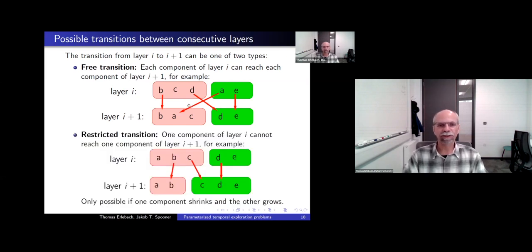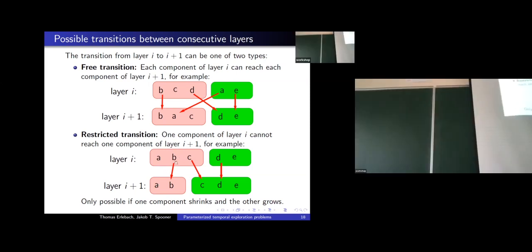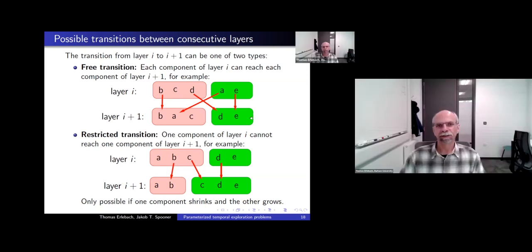If that's not possible, I call it a restricted transition. For example, here, if you're in the green component, which has vertices D and E in layer i, you can only be in the green component again in layer i+1, which now has vertices C, D, and E in it. And if you think about it, this can only happen if from the 2 components in layer i, one of them grows and the other one shrinks. If you are in the growing component, you can only stay in that component. You cannot get into the shrinking component. But from the shrinking component, you can get into both components in the next layer. So those are the only two types of transitions that are possible in a non-strict temporal graph with two components per layer.